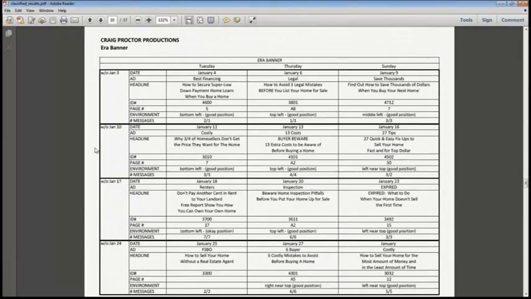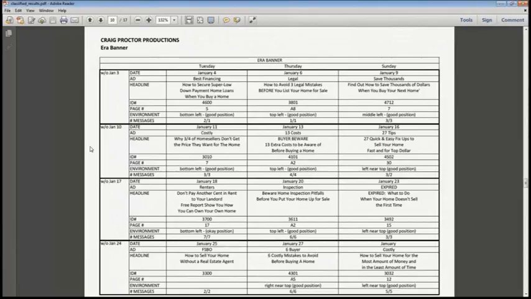Let's have a look at the editorials. Now I'm going to make these bigger so you can see them. The point I want to make here is how carefully I tracked and the detail that I would go into. So these are the editorial ads. On January 4th, I ran the best financing campaign with this headline: how to secure super low down payment home loans when you buy a home. Now, I tested the headlines.